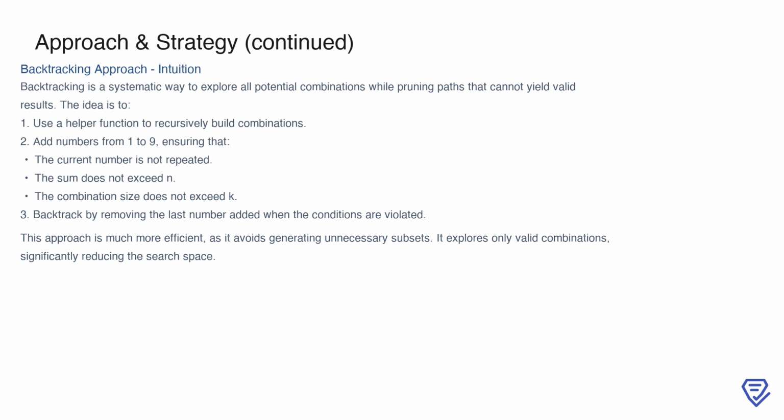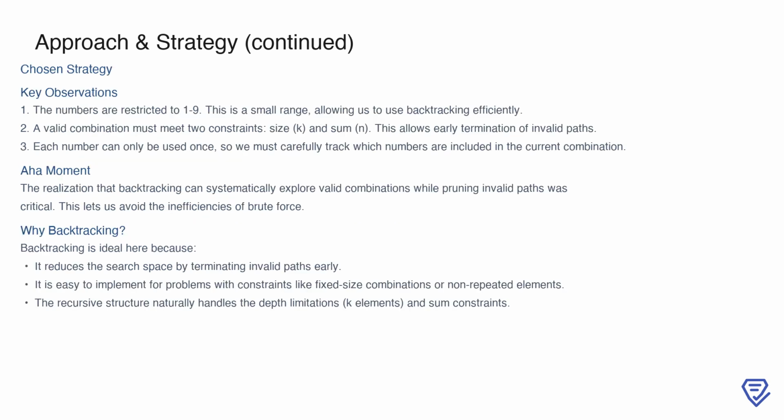By pruning early, we significantly reduce the size of the search space. Now, let's focus on why backtracking is the chosen strategy for this problem. We begin with a few key observations.